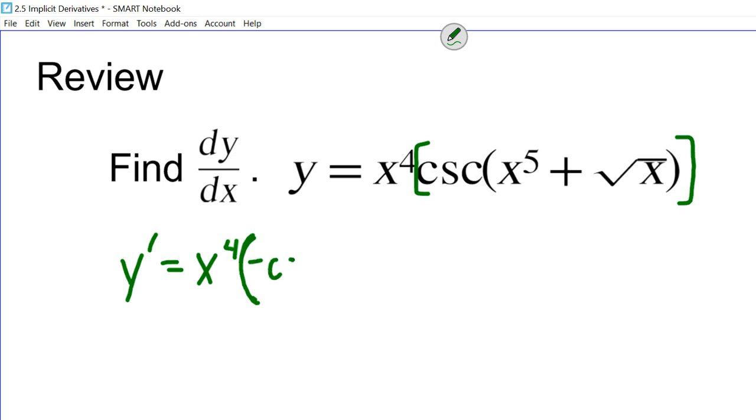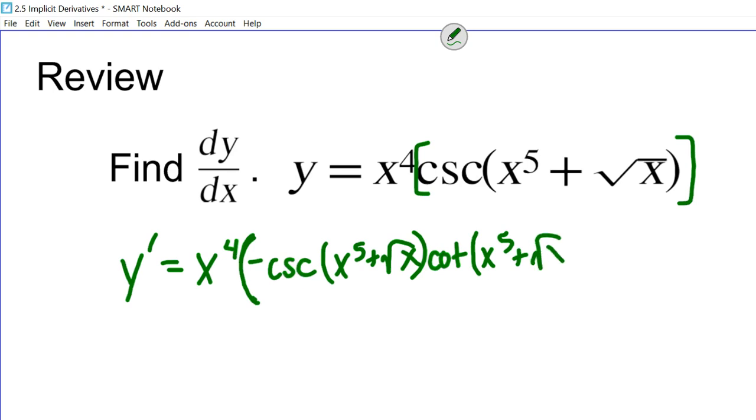So I have negative cosecant x, which this entire thing is your x, cotangent x, which again is the entire thing. And then times it by our chain rule. So this is all just the derivative of this second piece. What is the derivative then of the inside part? 5x to the fourth plus 1 over 2 square root of x.